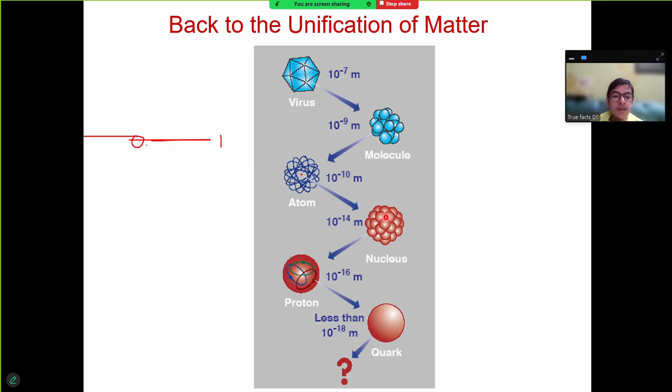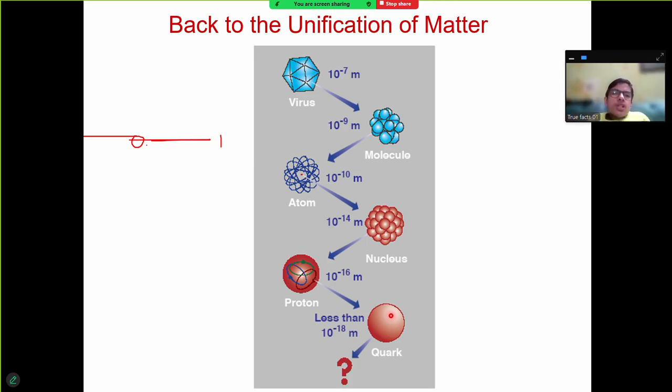Then we have a proton that is inside of the nucleus. And inside the proton, we have quarks: up quarks, down quarks. You must have studied quantum chromodynamics. Researchers must know about all of this. Well, these are quite basic things.